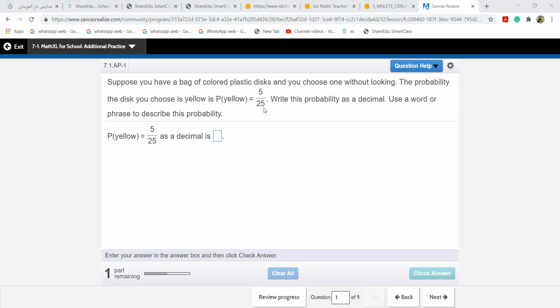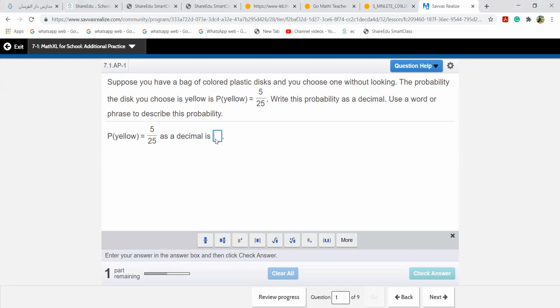Girls, 5 over 25. They are asking you to write it as a decimal. Can you tell me what it is as a decimal? 5 over 25? Just do it with your calculator. 5 over 25, come on. 5 over 25 means 1 over 5.